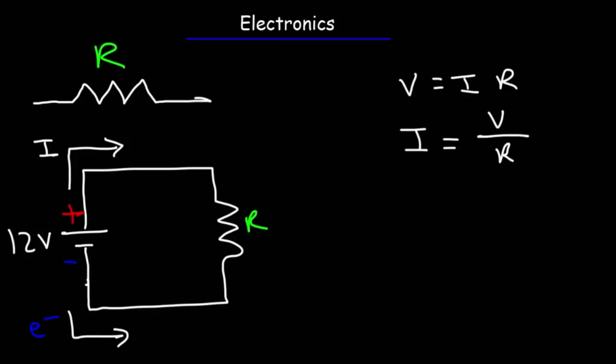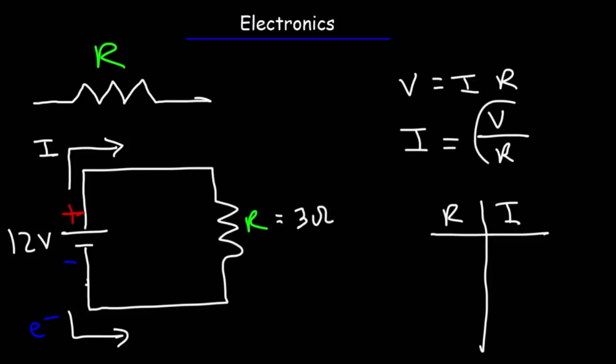Electrons are the charge carriers. They're the ones that are moving through the metallic conductor. But now let's make a table that shows the relationship between resistance and current. So let's say the resistance is 3 ohms. Using this formula, if we take 12 volts divided by 3 ohms, we're going to get a current of 4 amps.